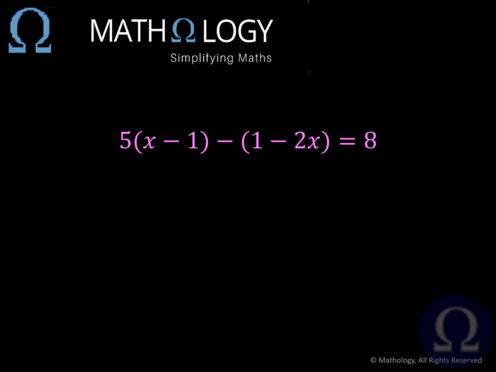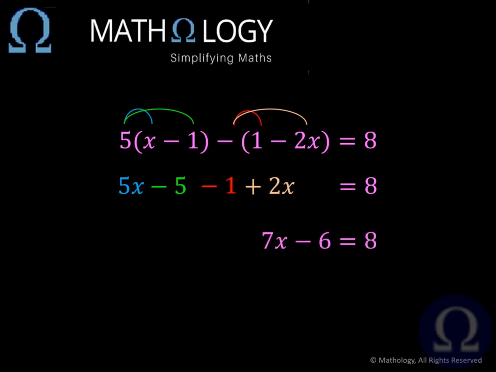In order to isolate x, we first need to multiply into each set of brackets, before collecting like terms, and moving terms across the equals sign. So, 5 is multiplied into the first set of brackets, and minus 1 is multiplied into the second set of brackets. We can now collect like terms to give us 7x minus 6 equals 8. We can now take minus 6 over to the right, giving us 7x equals 14. And since the coefficient of x is 7, we divide both sides by 7 to get x equals 2.